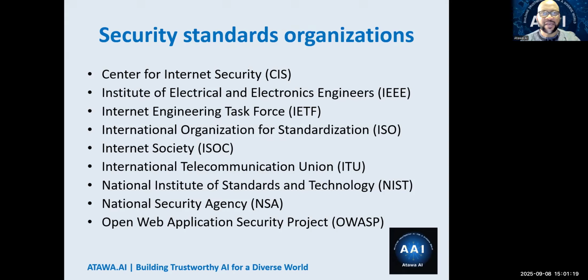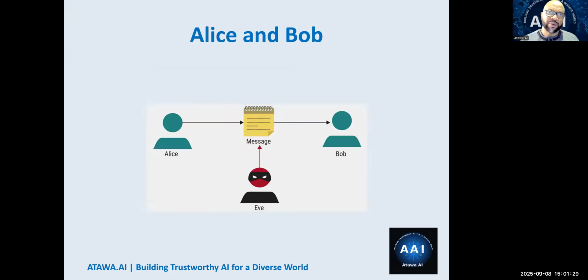So these are some standard organizations in cybersecurity, from the ISO all the way to OWASP, right? You can just read this on the screen. But we always use Alice and Bob to talk about cybersecurity. So Alice is going to send a message to Bob. The whole idea is to prevent Eve with the evil eye from seeing it, right?